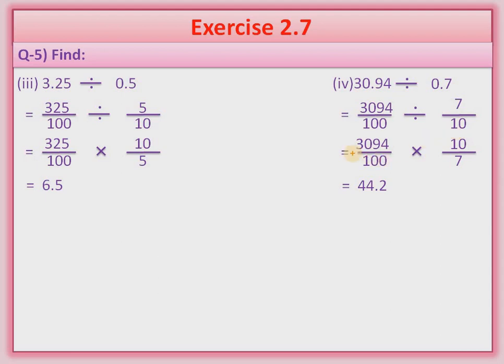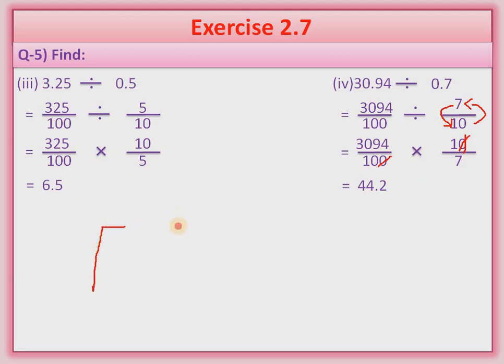Understood? Now the third step: 3094 upon 100 multiplied by, you know very well, the denominator will go in the numerator and the numerator will go in the denominator. So 7 will go in the denominator and 10 will go in the numerator. So 10 upon 7. Understood, beta? Now look at this side. In this step, this 0 will be cut.